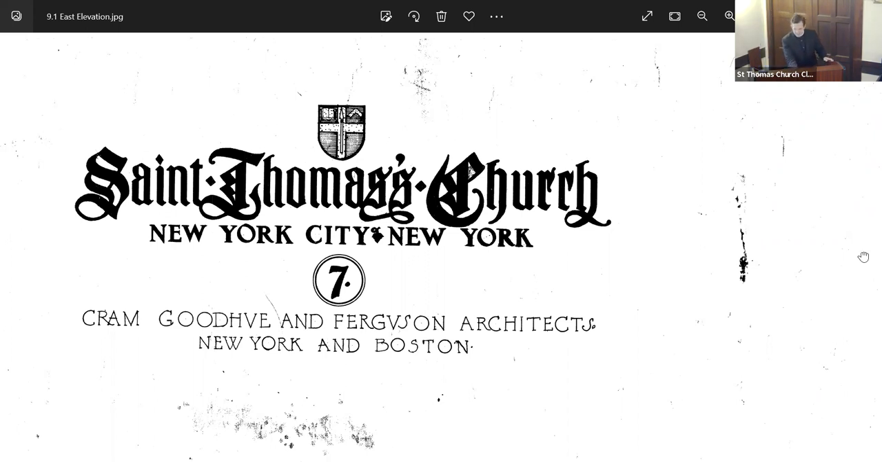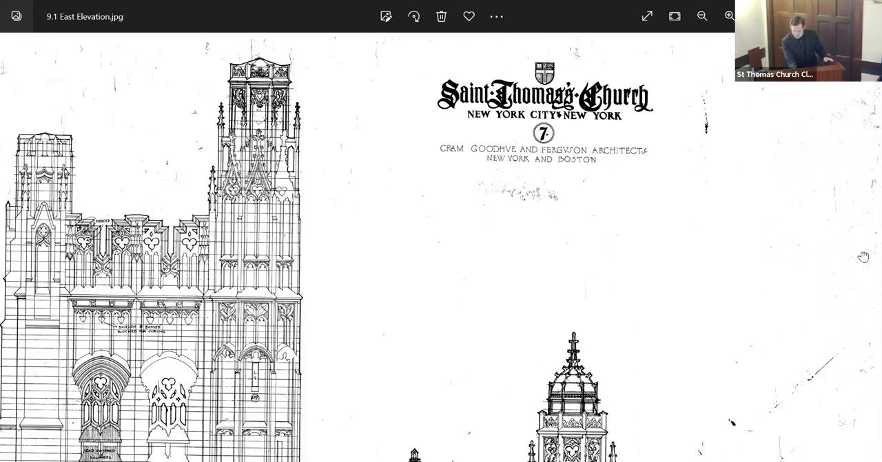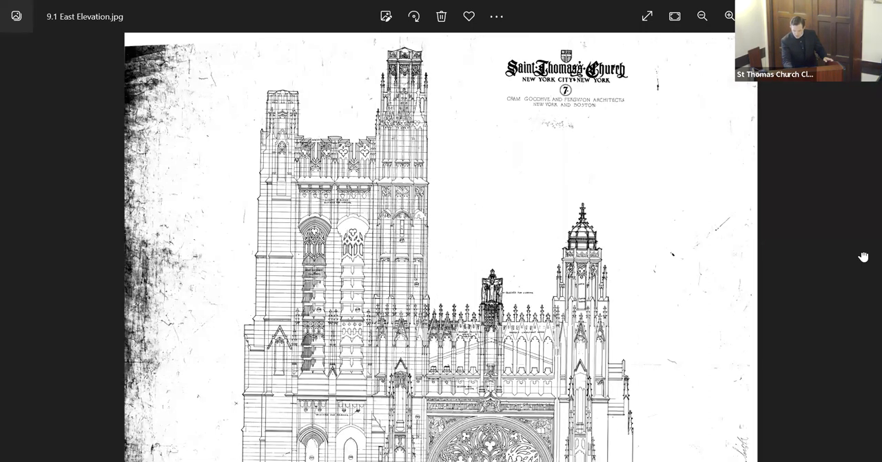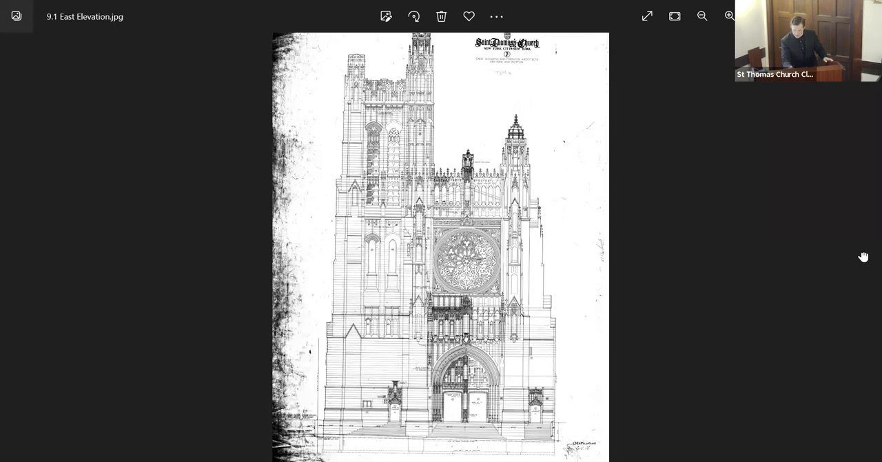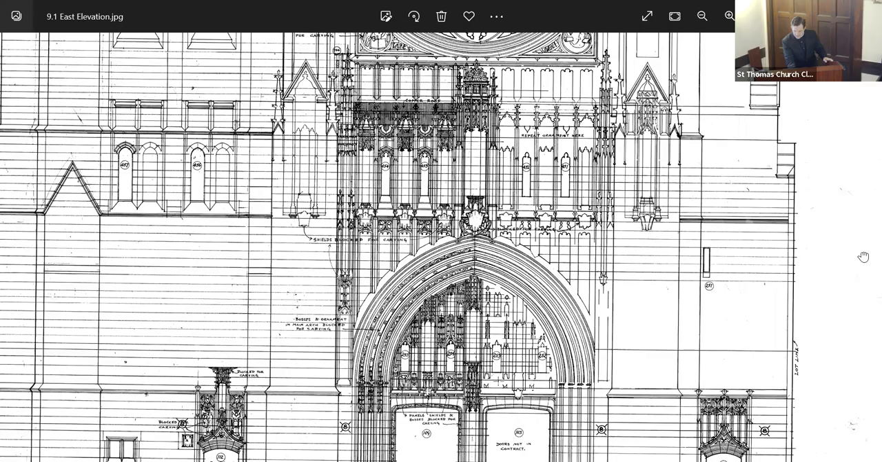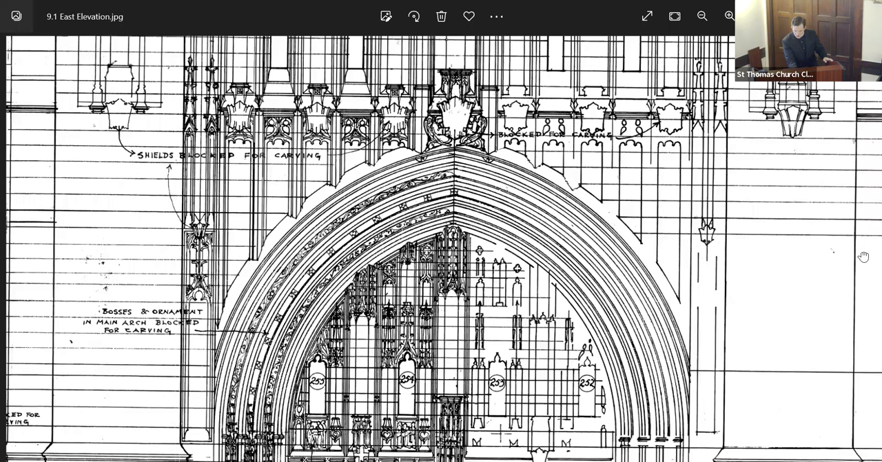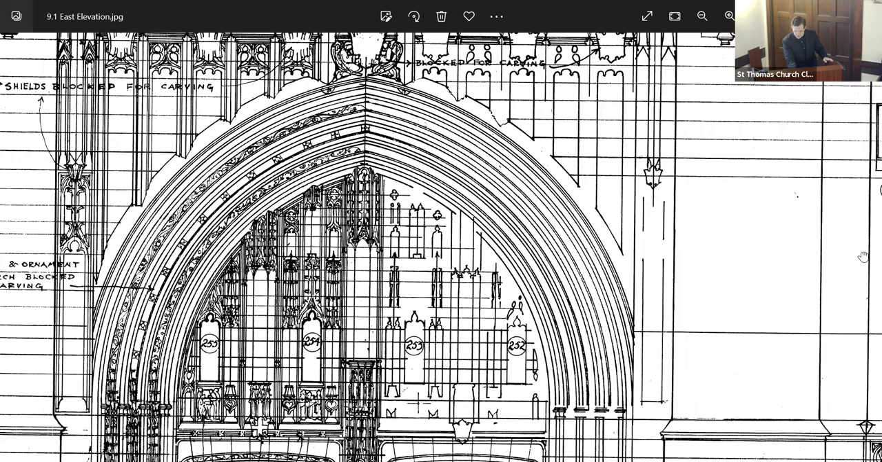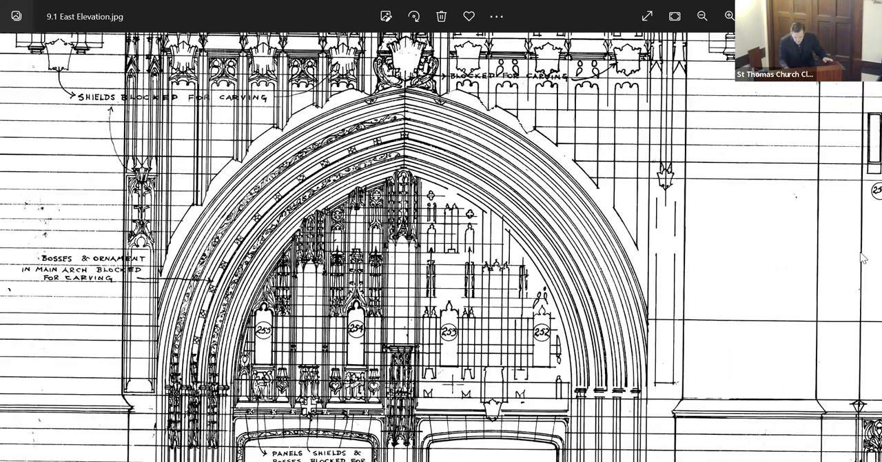Right. And so one of the things that we were focusing on last time was the lower part of the elevation down here. Let's look closely. And they have a very interesting method. Let's look at the arches, which I want to look at this morning. Bosses and ornament in main arch. Can you see that? Blocked for carving. Do you see that text?